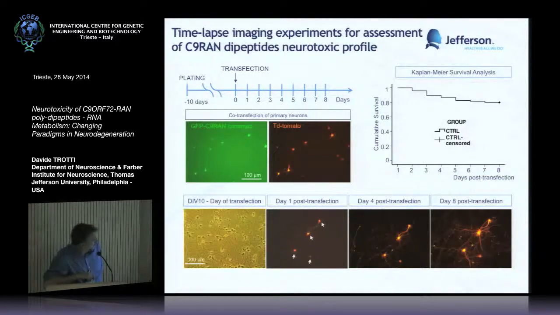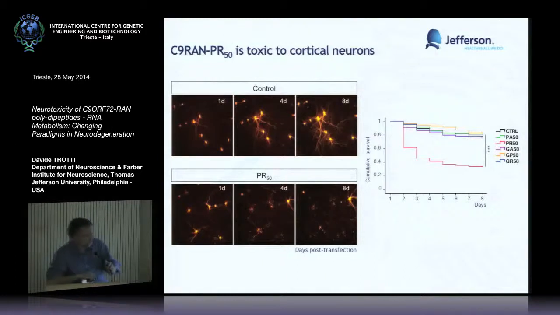And being able to deal with a population of neurons, you can also apply Kaplan-Meier survival analysis and look at whether this neuron population dies over time according to whether they are transfected or not. This is a control situation. You can see that we can keep these cortical neurons for 8 days post-transfection fairly well. After 8 days, we censor the data because we have a dropout of about 20% in 8 days.